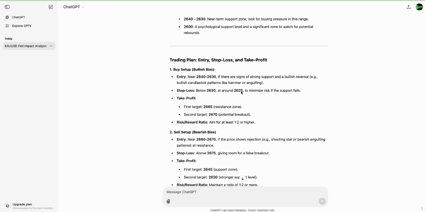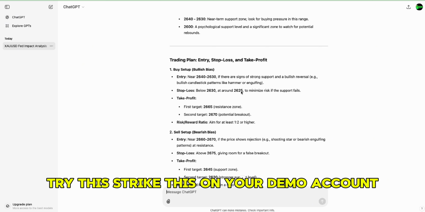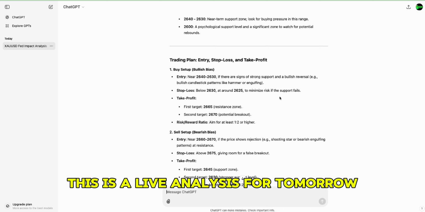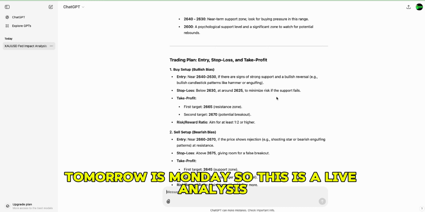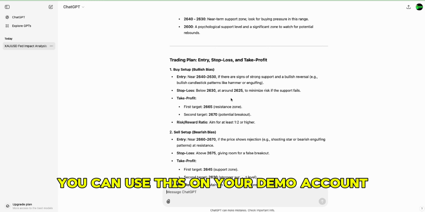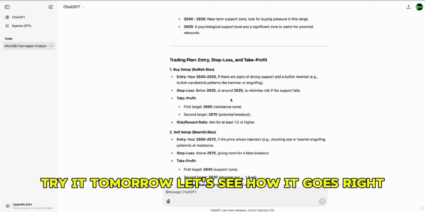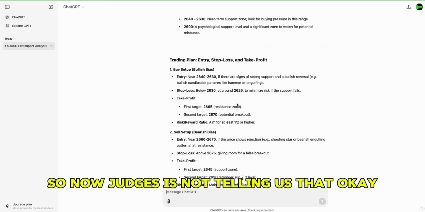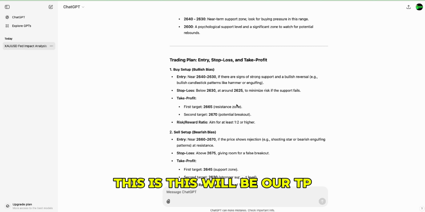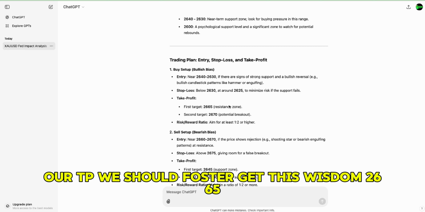Please, try this on your demo account. This is a live analysis for tomorrow. Tomorrow is Monday, so this is a live analysis. You can use this on your demo account. Try it tomorrow, let's see how it goes. So now ChatGPT is telling us this will be our TP. We should first target this resistance zone.